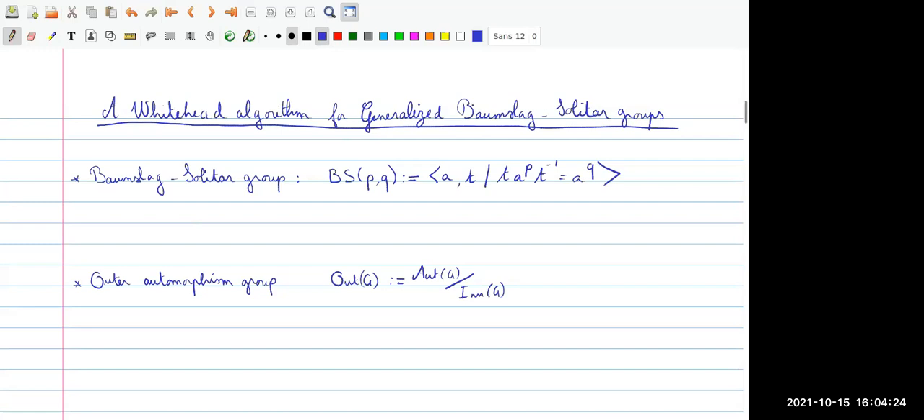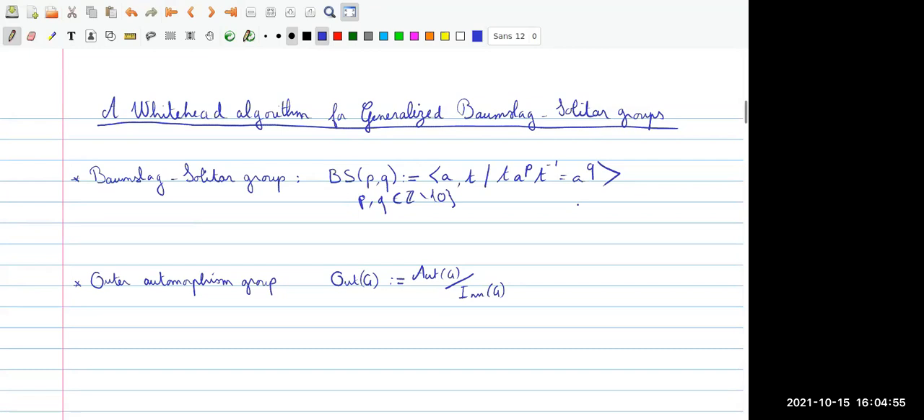First of all, I want to introduce Baumslag-Solitar groups. Baumslag-Solitar groups are defined by the following presentation, and you have two parameters, p and q, which are non-zero integers. The presentation has two generators and one relation, which is t a^p t^-1 = a^q.